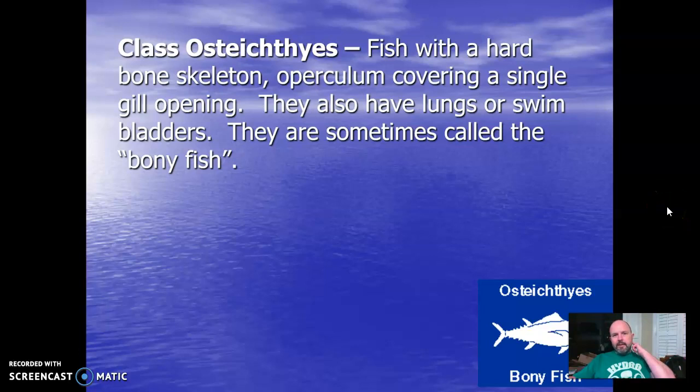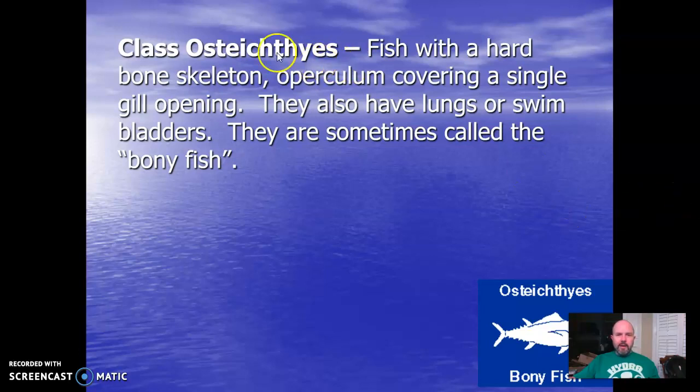Class Osteichthyes. These are fish with a hard bone skeleton. So when we say hard bone, we mean bone, not cartilage. That bony skeleton, part of it is that bony operculum that covers that single gill opening. They also will have either lungs or swim bladders. You probably don't hear a lot about fish with lungs, but there are some fish that do have lungs.